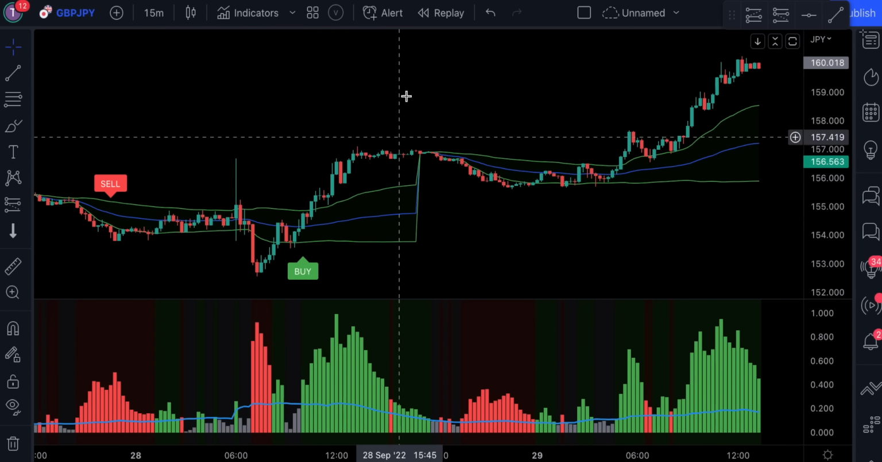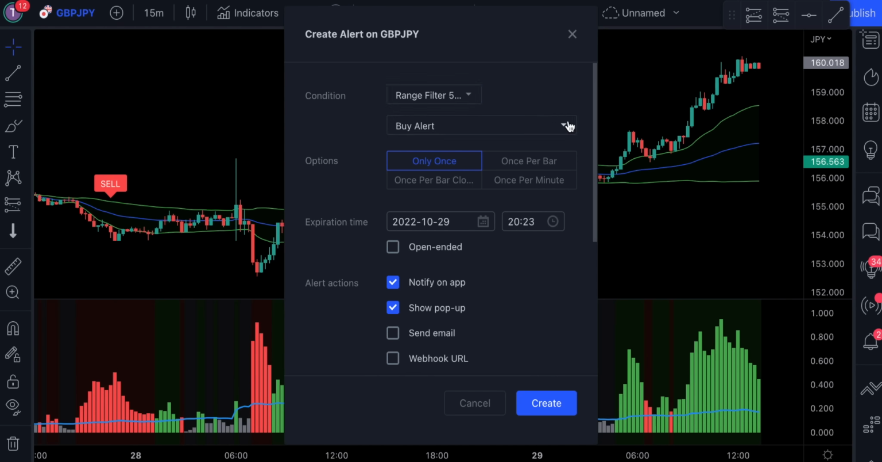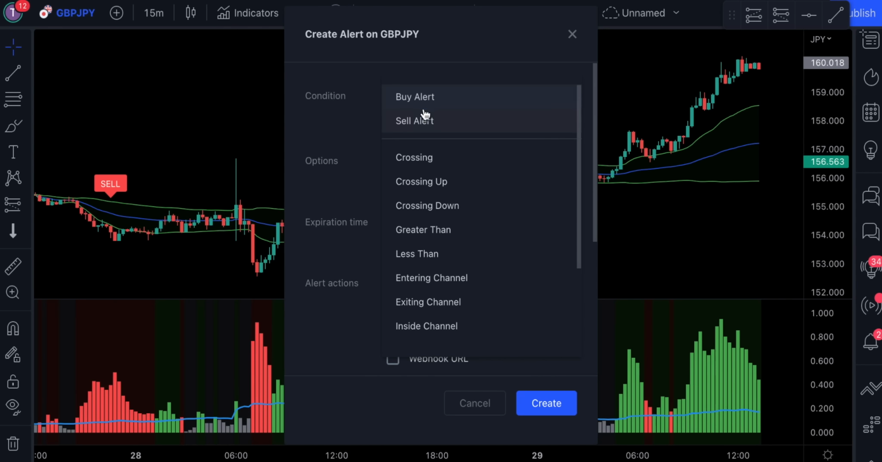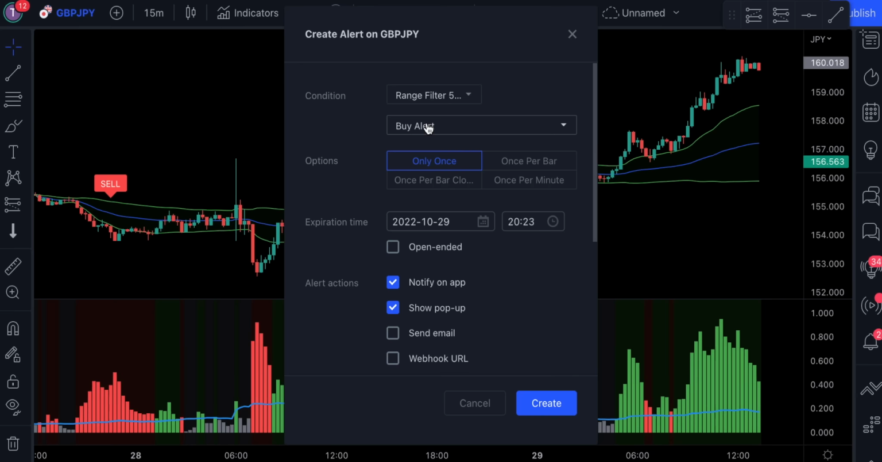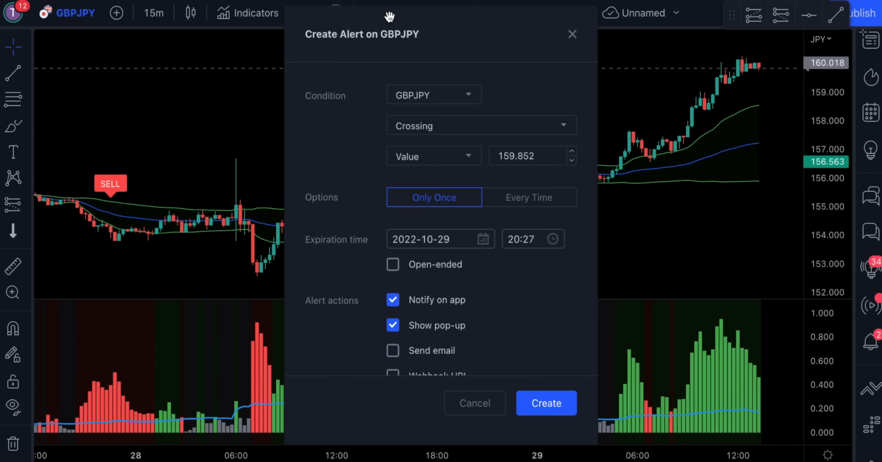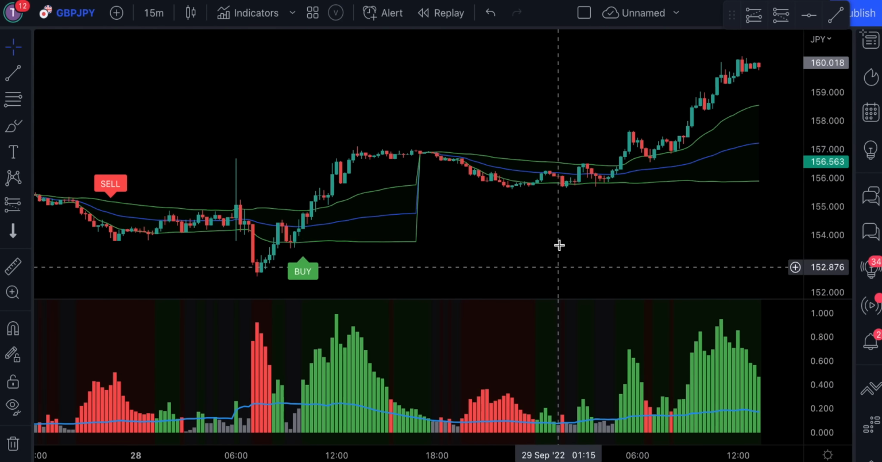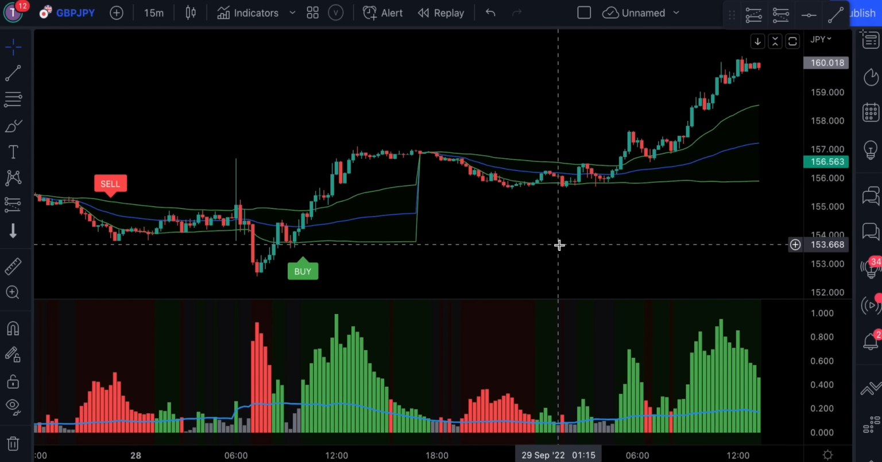For that, you need to click on alerts and then select the range filter. Here you can select the buy or sell alert. In terms of options, you want to select the one that says once per bar close. And once you're done, you simply click create. Obviously, you want to add an alert for sell positions as well. And that's it. This way you will save yourself a lot of time.